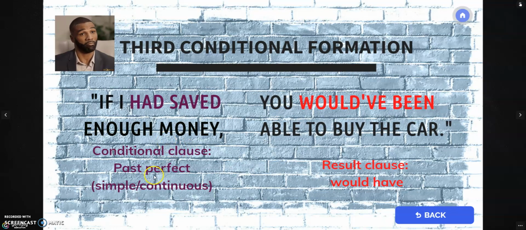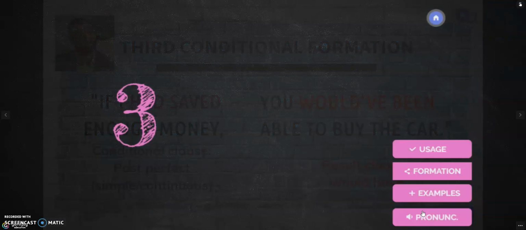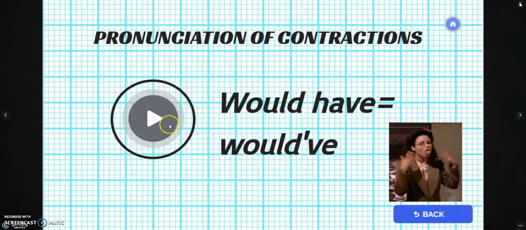Well, as you have seen, we use the past perfect. If I had saved enough money, you would have been able to buy the car. Si hubiera ahorrado más dinero, te habrías podido comprar el coche, ¿no? Again, in this case, you can use past perfect or past perfect continuous, as you prefer. And in the second part, the result part, we use always would have, okay? The contraction is would have, all right? Here, you will find how to pronounce that particular contraction, okay? Would have.